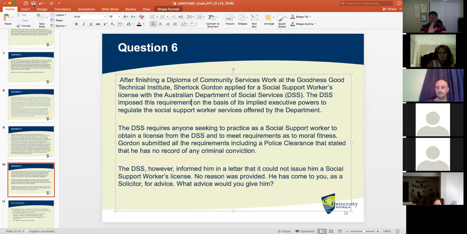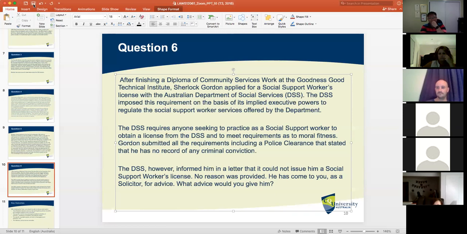So let's just be clear with the facts. Let's assume that Sherlock Gordon meets all the requirements as far as he knows. The DSS has not said that Sherlock Gordon fails to meet any of the requirements. But we know, it would appear that Sherlock Gordon meets all the requirements. And yet, the DSS refuses to issue the license. What now? Does it mean that Sherlock Gordon can't do anything by going to the courts?